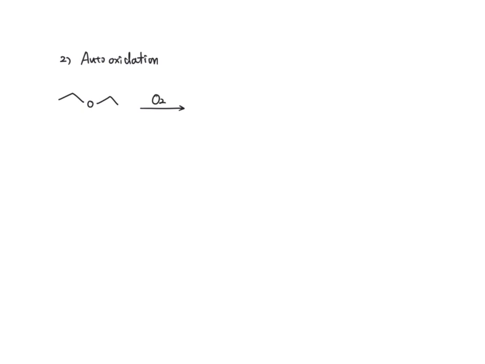It will react with oxygen in the air, and we basically insert this oxygen to here. So make it a hydroperoxide. And you do not need to know this reaction mechanism at this moment. You just know, okay, ether also can undergo the auto-oxidation. That is why you need to take care when handling the diethyl ether in the lab.